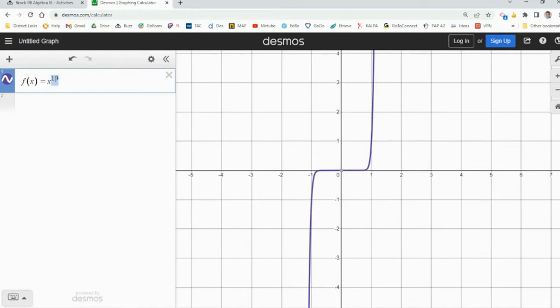Even numbers, 20. Oh, it keeps doing that. Even numbers are like a parabola, but they get flatter and flatter the bigger the exponent is.